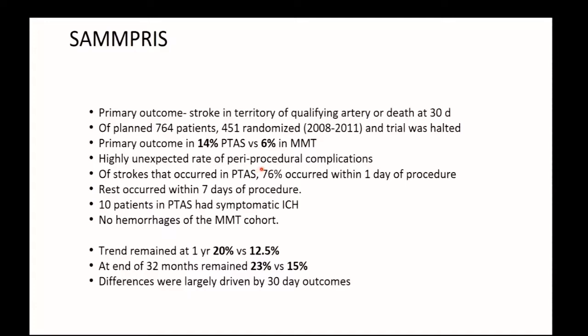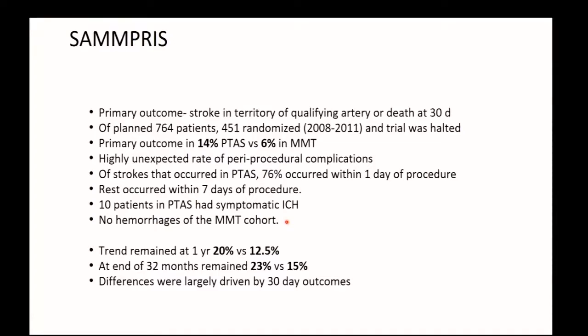And of the strokes that happened in the balloon and stent group, 76% occurred within 1 day of the procedure, and the rest occurred within 60 days of the procedure. And 10 patients had a symptomatic ICH. Some of them, the wire kind of ruptured, went through the MCA, and they had subarachnoid hemorrhages. There were no hemorrhages in the maximal medical management cohort.